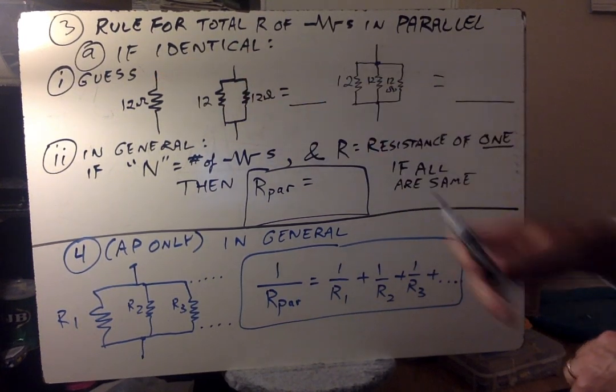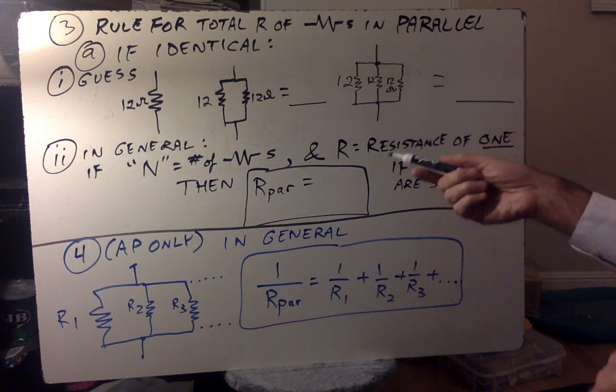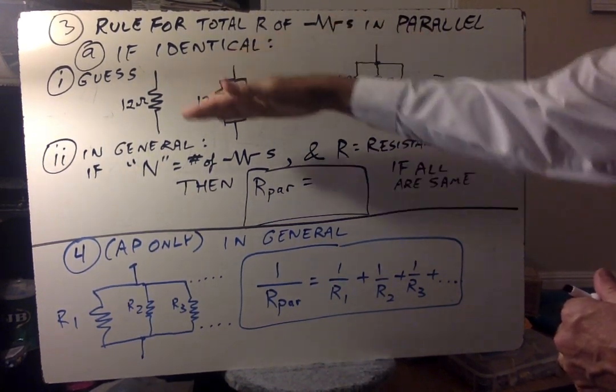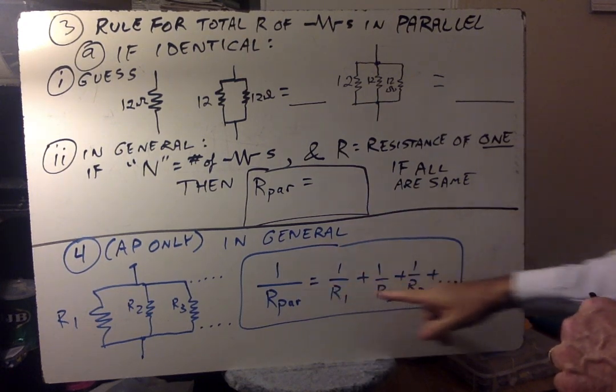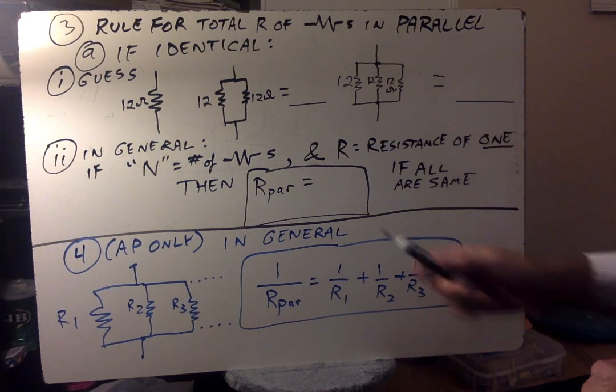So if the resistors are identical, and for those of you in AP Physics, you should pay a lot of attention to this because this is the most common situation and you want to be able to do these quickly. You don't want to have to take this kind of problem and go down here and plug this in and then solve it. That slows you down. All right, so let's look at guessing with actual numbers.